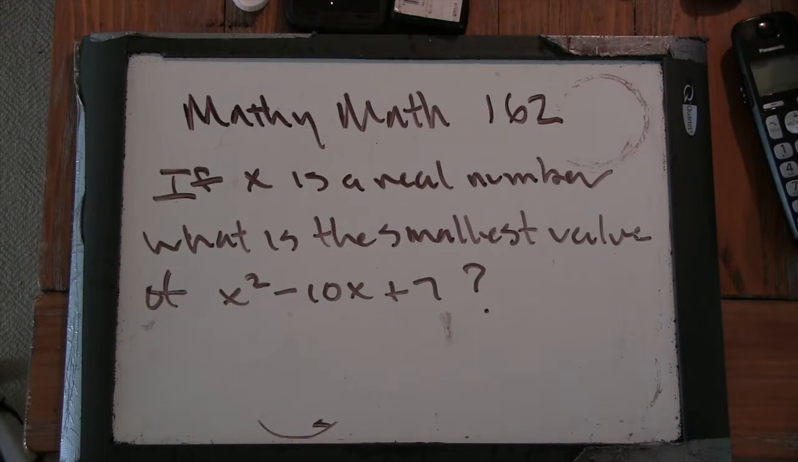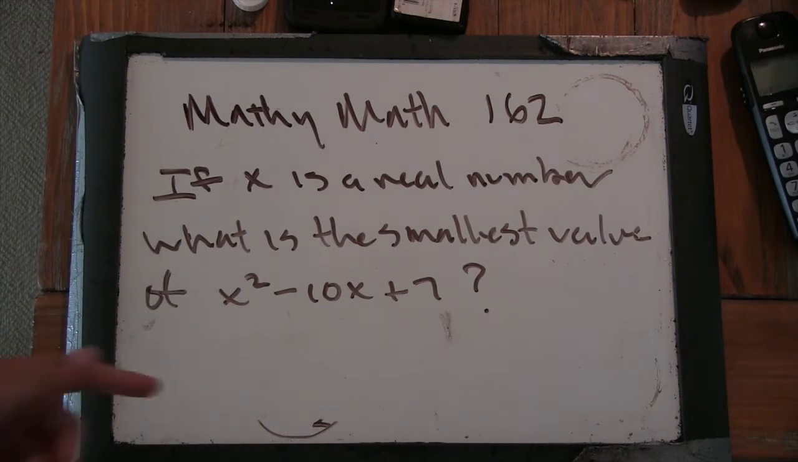If x is a real number, what is the smallest value of x squared minus 10x plus 7? Before we jump into it, why do you think it's important for x to be a real number here? Well, because if you make x some form of i, you can make it as negative as you want.